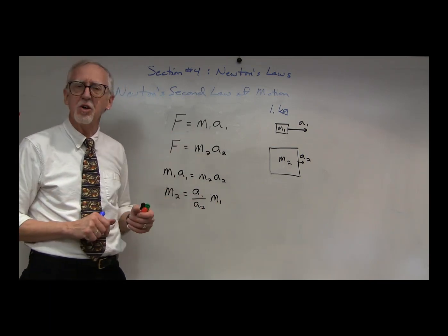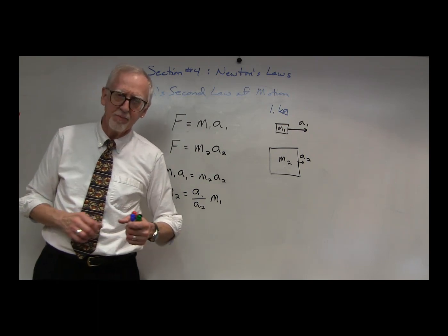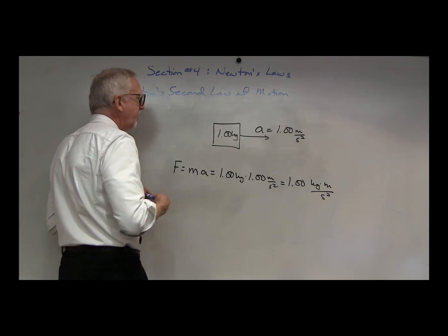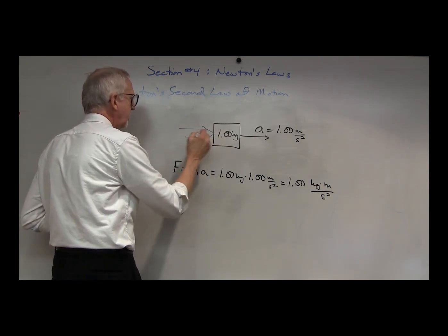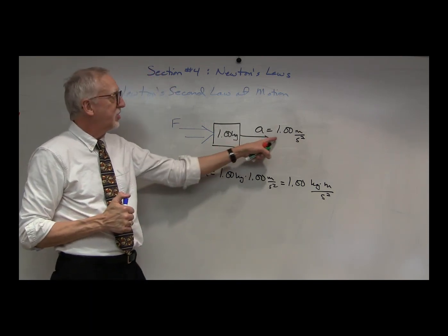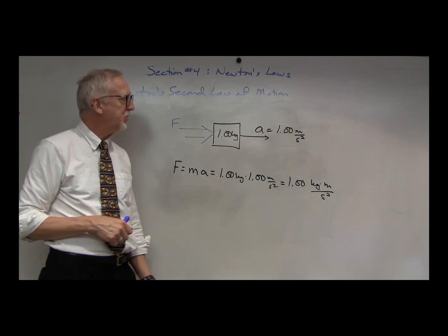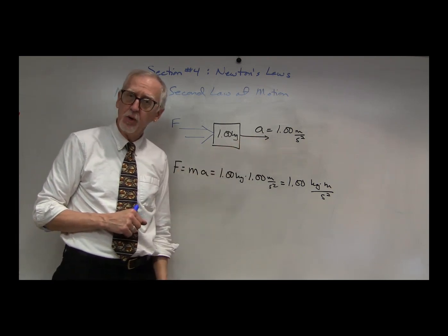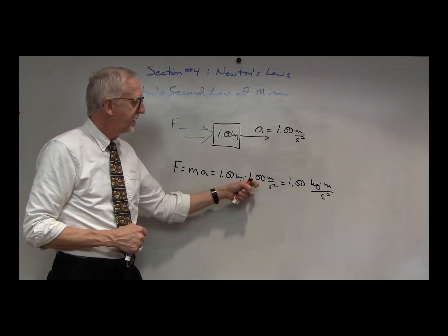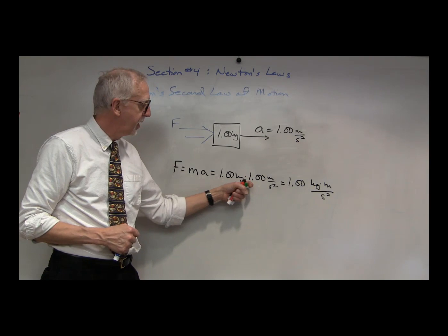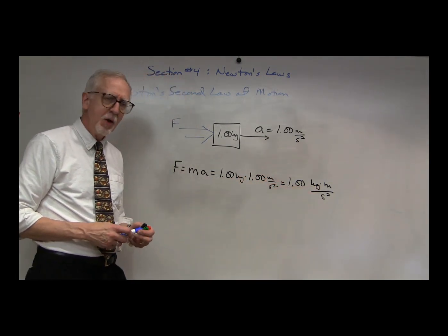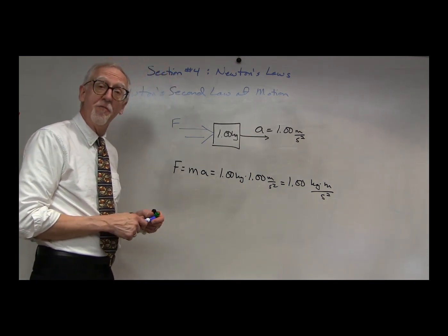What kind of units are we talking about here for these different quantities? Let's imagine that we have a 1 kilogram mass and we apply some force on it so that the mass accelerates at 1 meter per second squared. How much force would be required to create this acceleration? Well, F equals ma, so that would be 1 kilogram times 1 meter per second squared. That equals 1 kilogram meter per second squared.